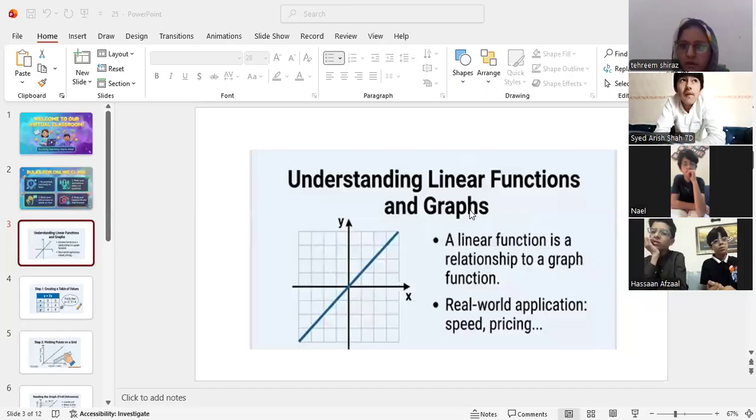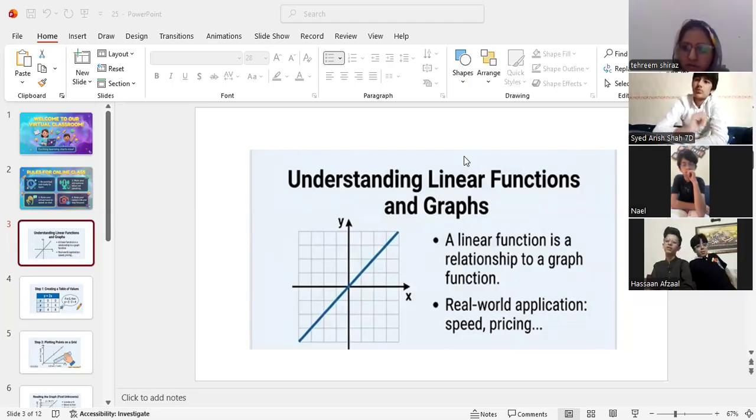Anything which is moving in a regular pattern, or which is changing at a constant speed, constant rate? Anything? Raise your hands. Anyone? Please raise your hands.